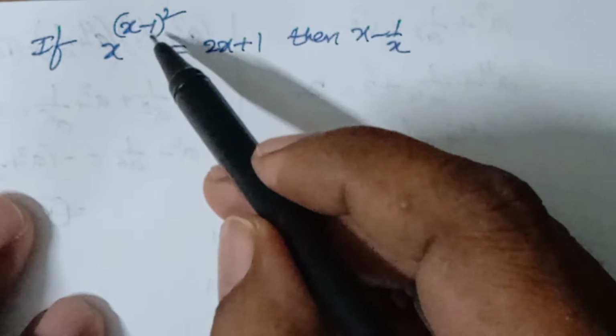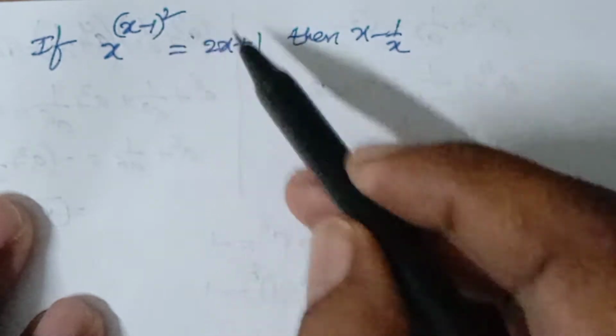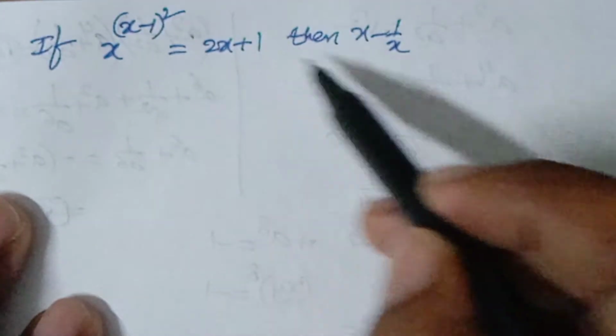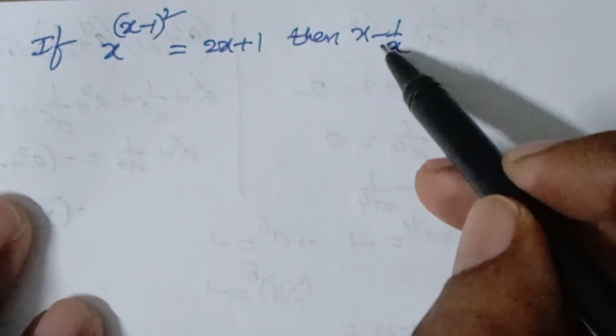So the question is: given that (x to the power of (x minus 1)) whole squared is equal to 2x plus 1, then what is the value of x minus 1 by x?